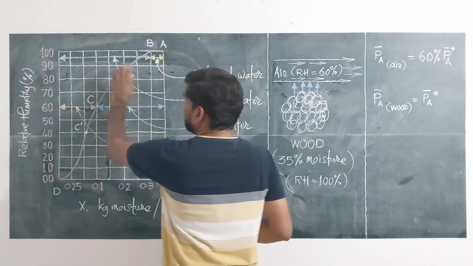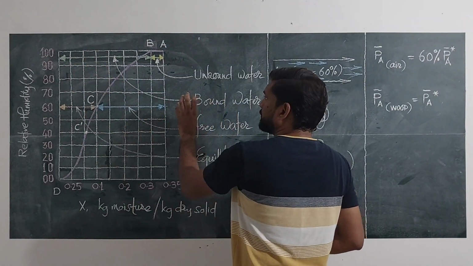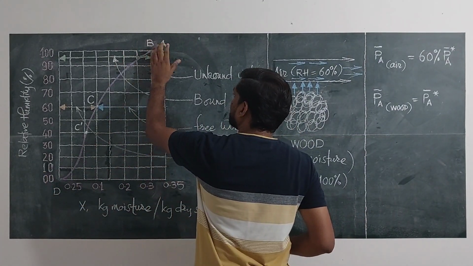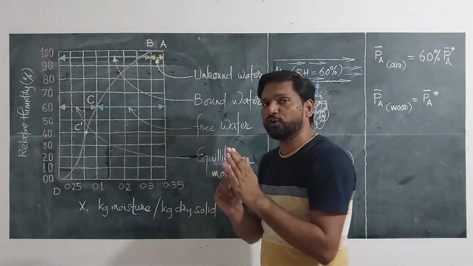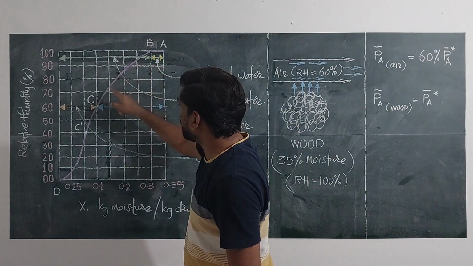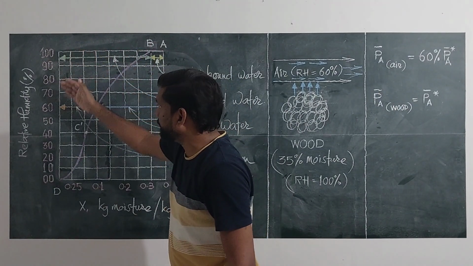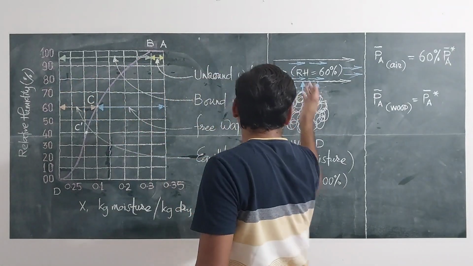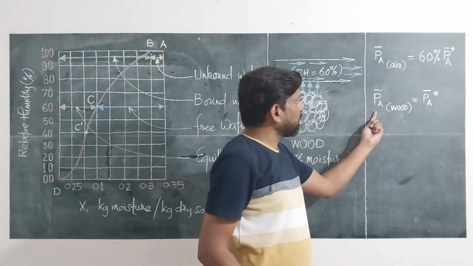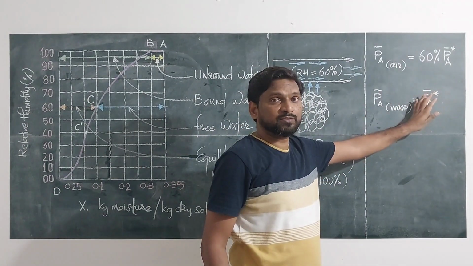And then remaining is the bound water. So the total moisture minus unbound water is equal to bound water. But there is a speciality of bound water. You are able to see from B onwards along the curve, the relative humidity is going down. The relative humidity of wood is going down. It means that partial pressure of water content in wood is not equal to vapor pressure of water.